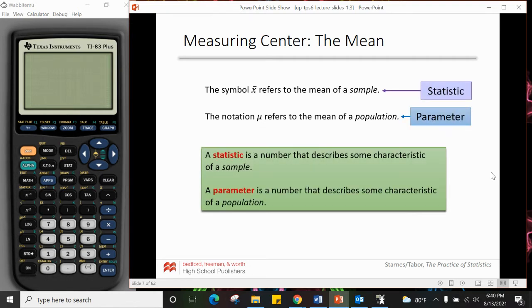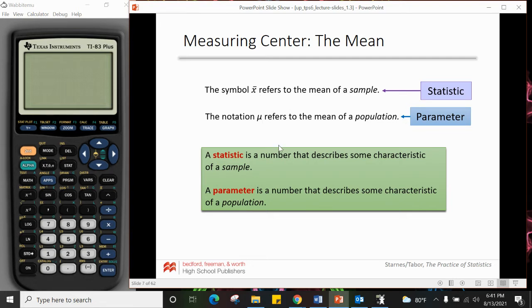So this is where the first bit of real, maybe new, notation is super important. A statistic is some way to calculate something about the sample. A statistic always goes with sample, so S and S. A parameter goes with the population, so P and P. So a statistic is a number that describes some characteristic of a sample. A parameter is a number that describes some characteristic of a population. So if you have a sample and you take the mean, you are using x bar. If you have a population and you take the mean, that is now mu.